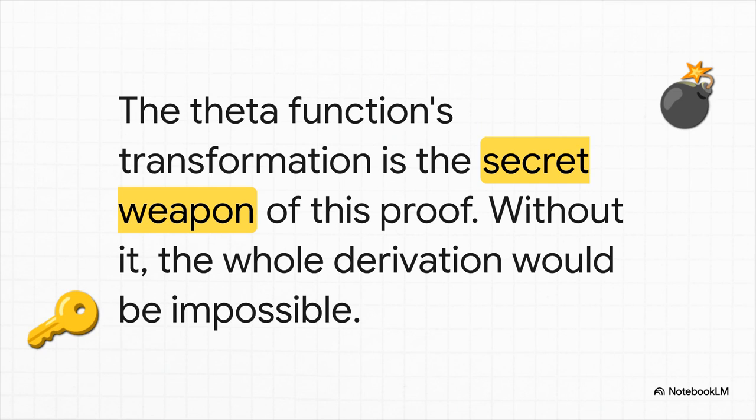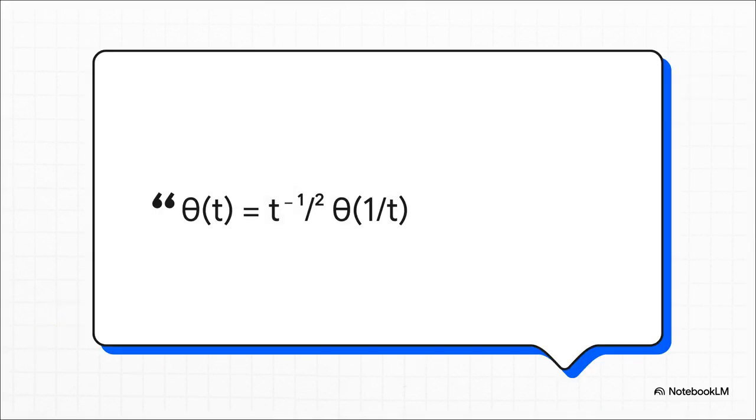It's that critical. And here it is. This is our secret weapon. Seriously, just take a second to appreciate how cool this is. It says that the value of the theta function at some number t is directly related to its value at 1 over t. It's this incredible, almost mirror-like relationship between a value and its reciprocal. And that symmetry? Well, that's what we're going to exploit.